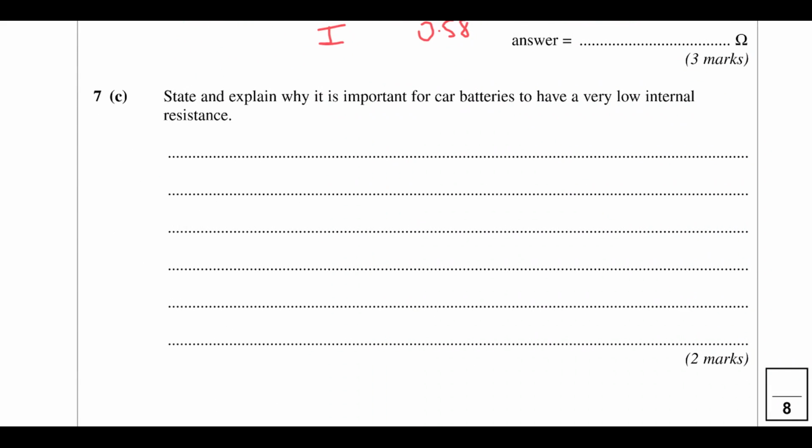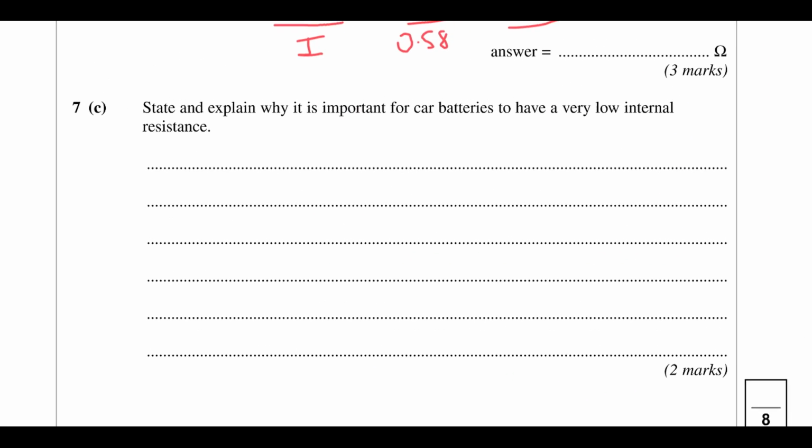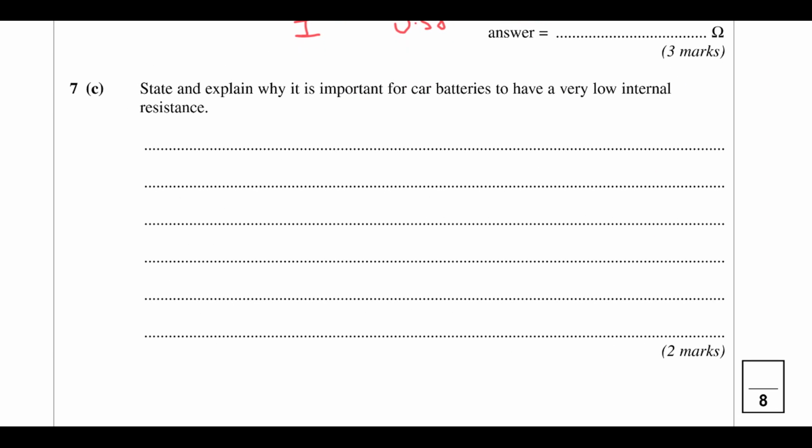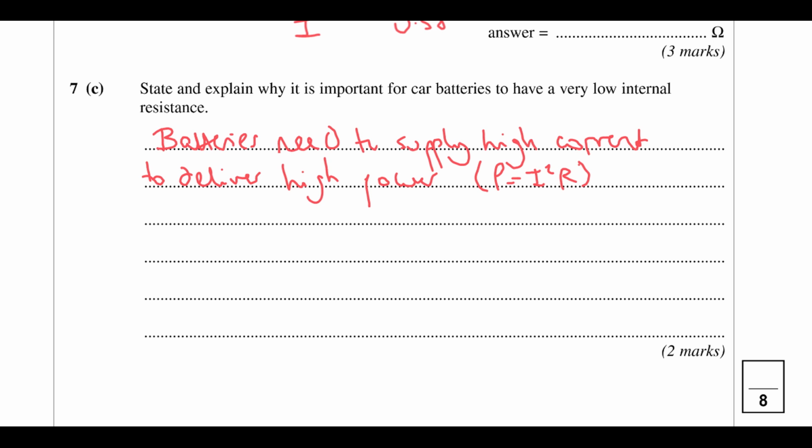Then we're going to look at how we can use that: state and explain why it's important for car batteries to have very low internal resistance. Essentially, batteries need to supply high current or high power because they need to start a car. So batteries need to supply high current to deliver high power because we need to start an engine. You can see from this equation, this R represents the external resistance, so we don't need to worry about that. The higher current it can deliver, the higher power it will deliver.